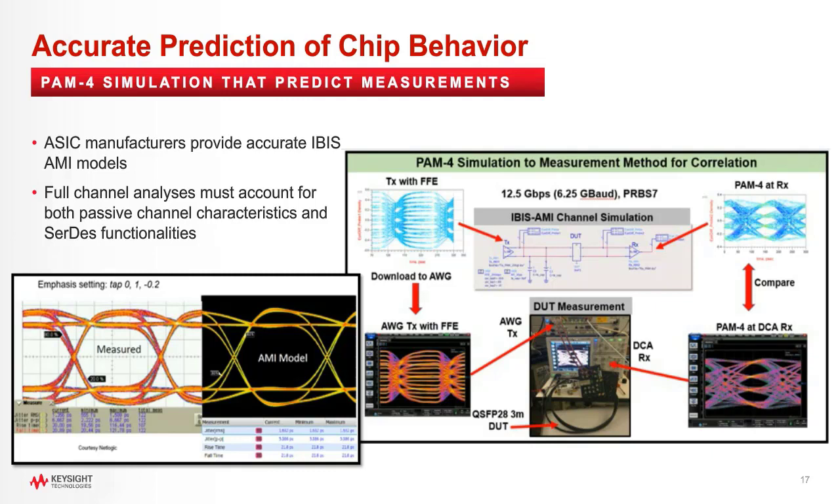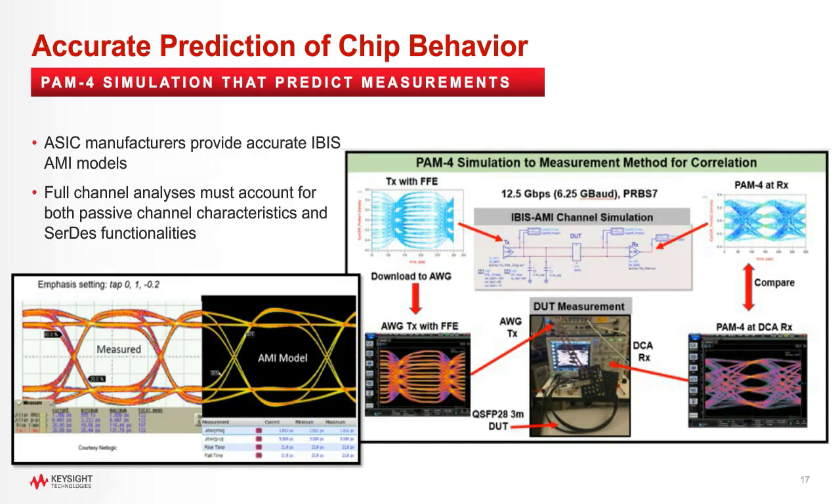In this slide, I would like to share the typical accuracy level of IBIS-AMI models you can expect, with two case studies, one for NRZ and the other for PAM4. The NRZ case, which is the picture to the left, shows good agreement between the measured and simulated data. The difference between the two is very small and negligible.